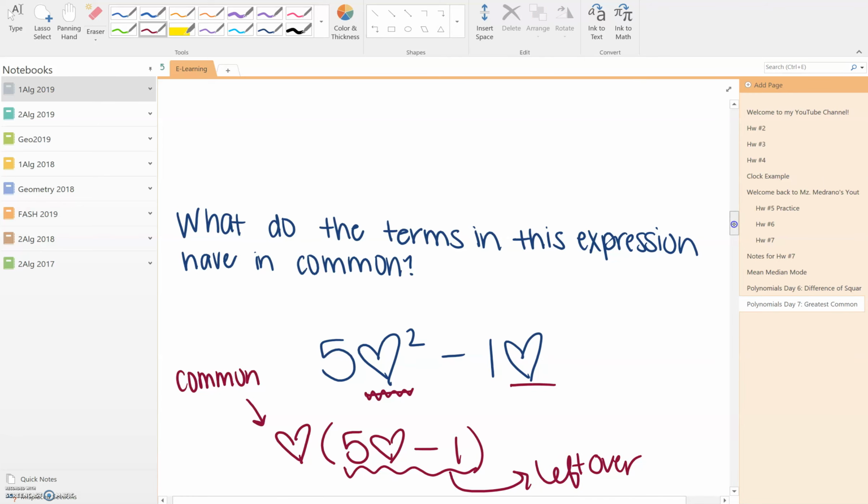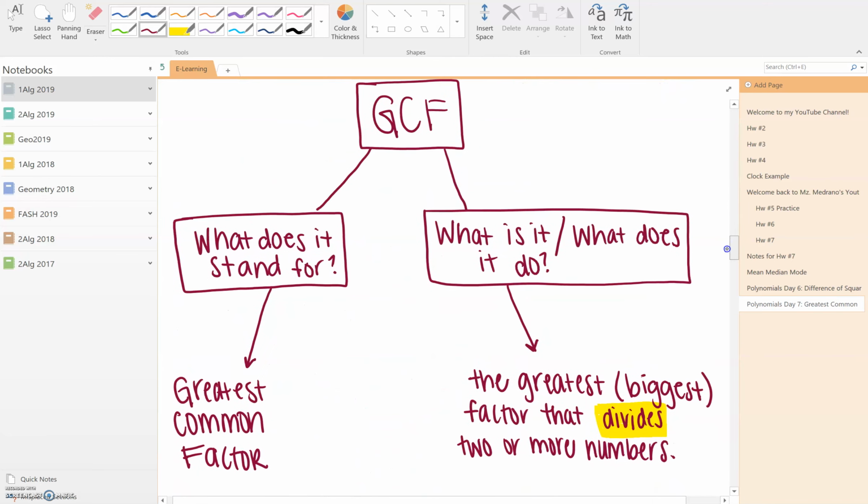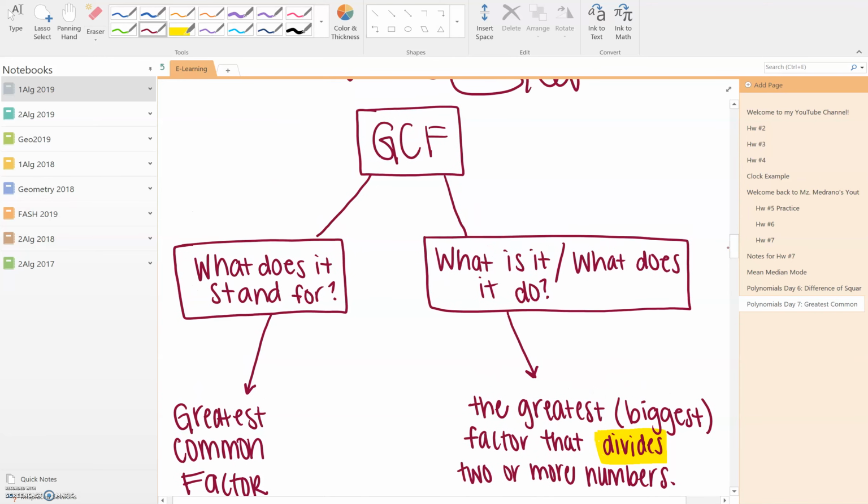Okay, so now in both of these expressions, with the triangle and the heart, we took out the greatest common factor. Now, the greatest common factor, or GCF, that's exactly what GCF stands for, right? And then what does it do? It's the biggest factor that divides. Notice divides is highlighted, okay? Divides 2 or more numbers.